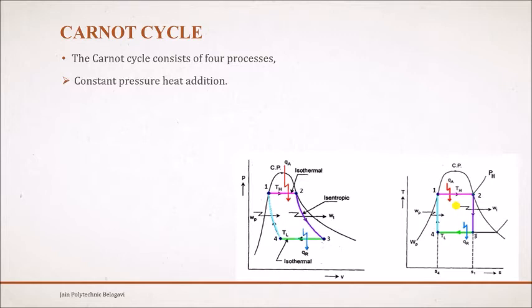So that is nothing but the constant pressure heat addition. Once the steam is generated, the second step is isentropic expansion of that steam. The superheated steam will be sent to the turbine. When it impinges on the turbine blades, the turbine starts rotating and produces power. During that process, there is an expansion of the steam.